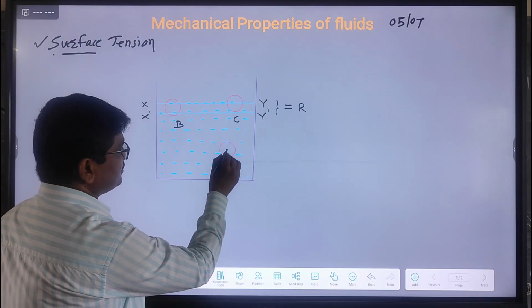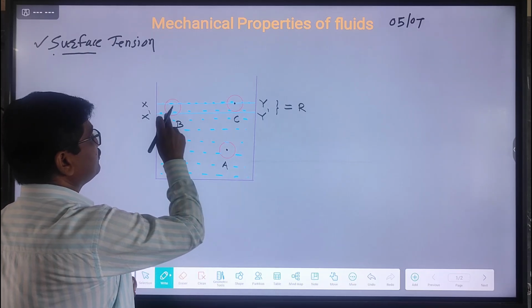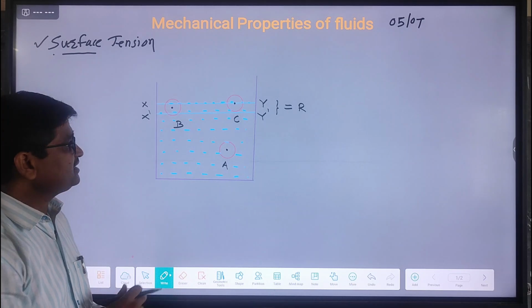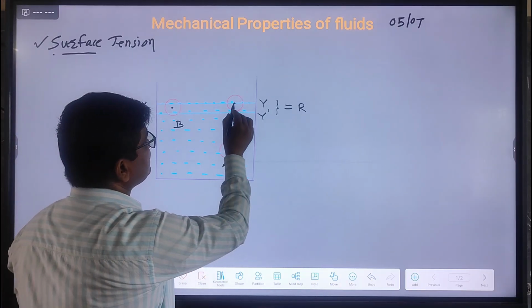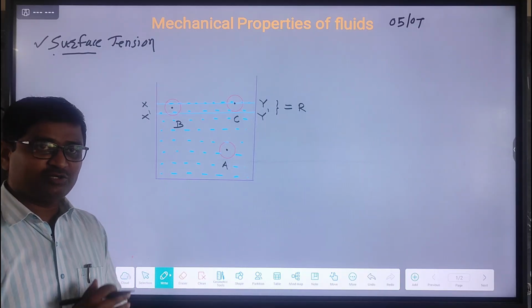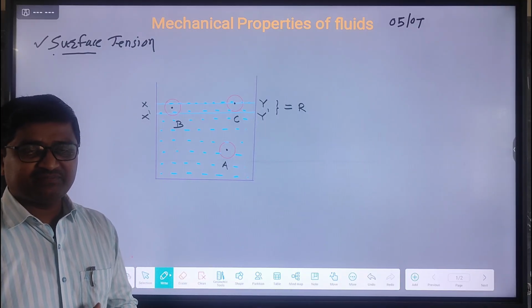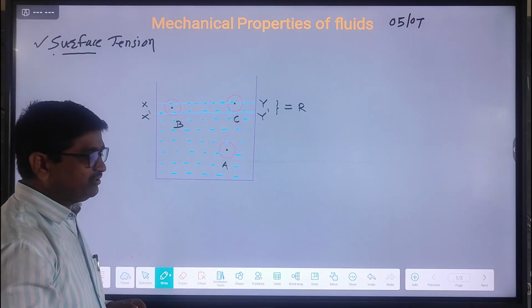Okay, so molecule B is present within the surface film, and molecule C is present exactly on the free surface of liquid, exactly at the top of the surface of the liquid. You get it clear? And we will observe all the molecules one by one.